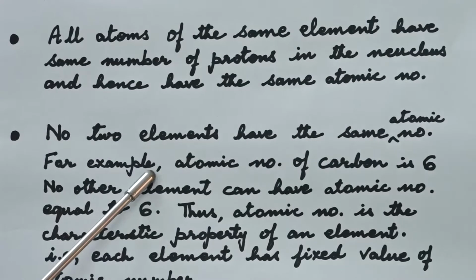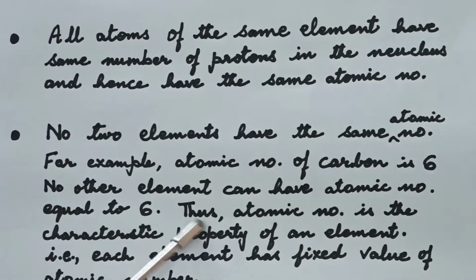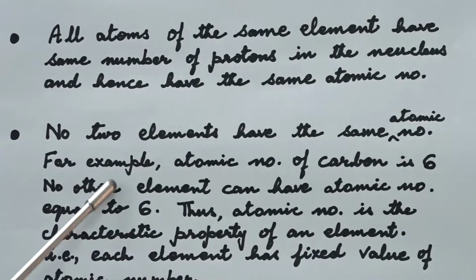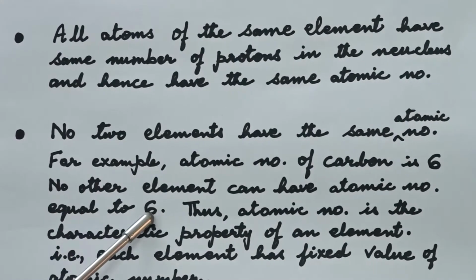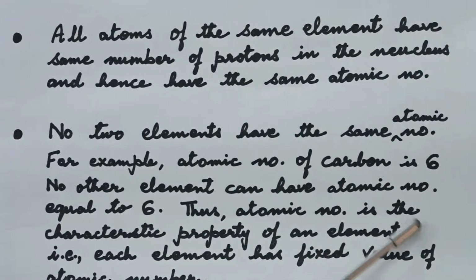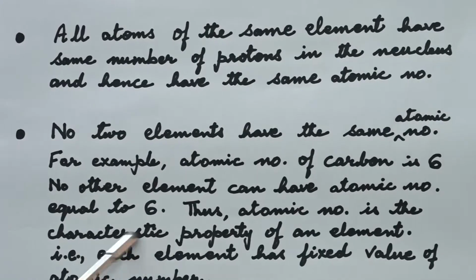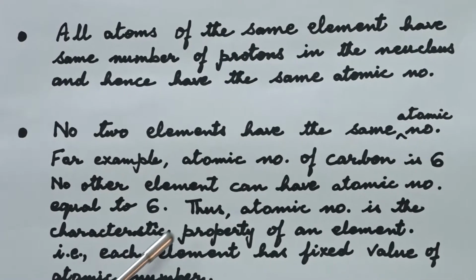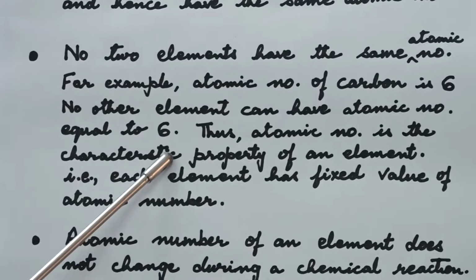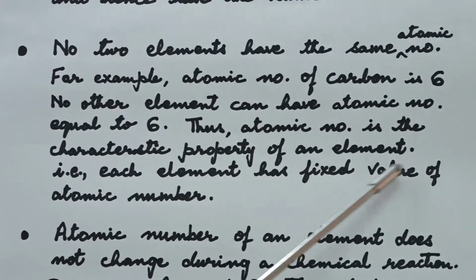For example, the atomic number of carbon is 6. No other element can have atomic number equal to 6. This means atomic number is the characteristic property of an element. In fact, I would say it is the identity of an element. Each element has a fixed value of atomic number.